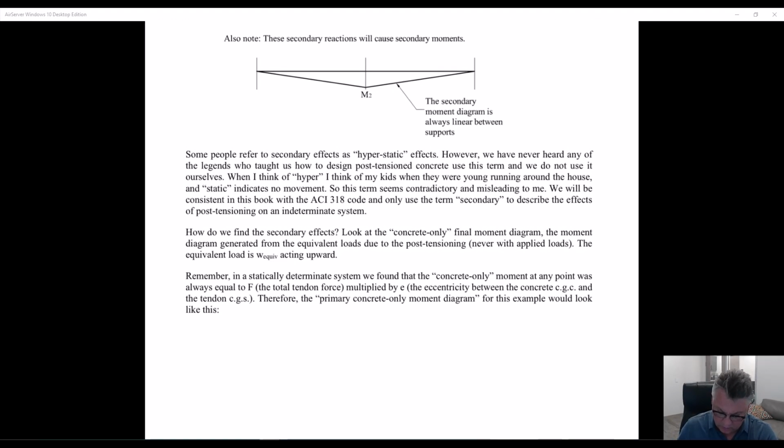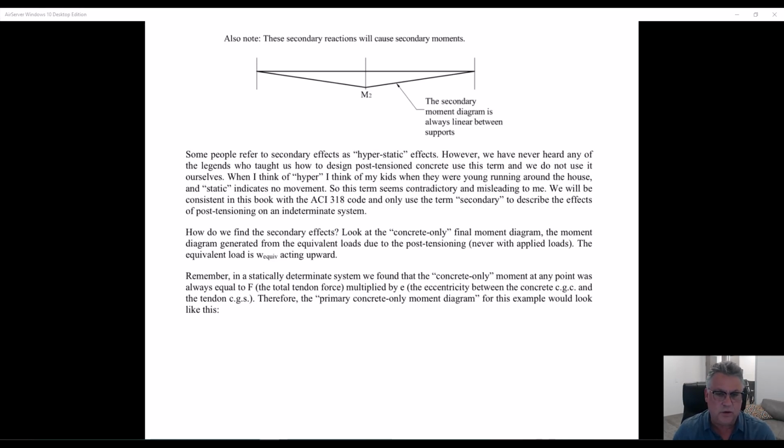So, the secondary moment diagram is always linear between supports. Every once in a while, I get some of you students, especially you Cal Poly ones, who have been out working somewhere and using PT Data or ADAPT or one of the other programs. Those people sometimes refer to these as hyperstatic effects. You'll never hear me use that term. I don't know who came up with that. Well, I actually do, but I'm not going to tell you.